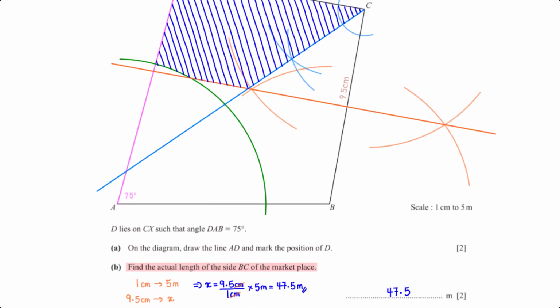Find the actual length of the side BC of the marketplace. On the diagram, when we measure the length of BC, we get 9.5 centimeters. Using the scale conversion of 1 centimeter is to 5 meters, we can find the actual distance of BC, which is what we are calling x. When we cross multiply and make x the subject, we get x equal to 47.5 meters.